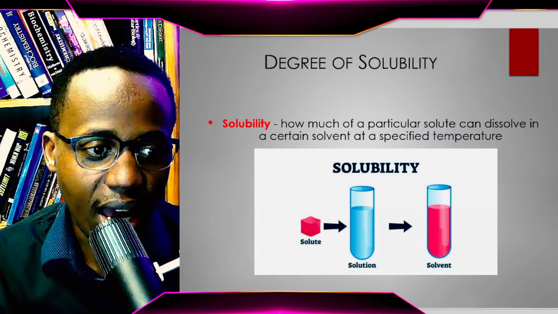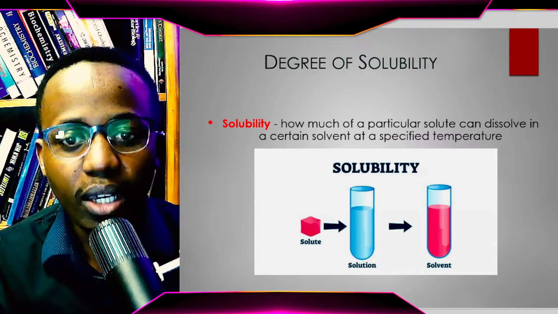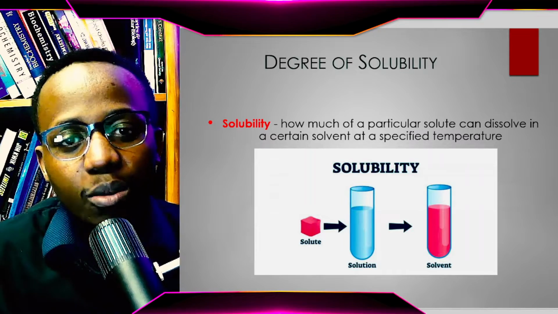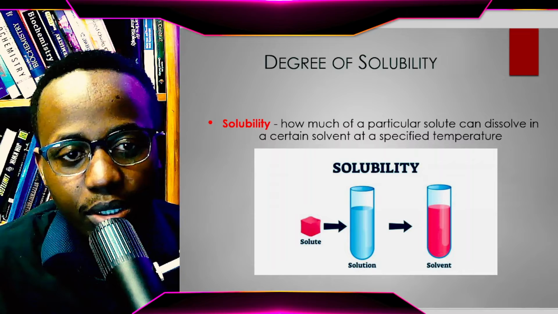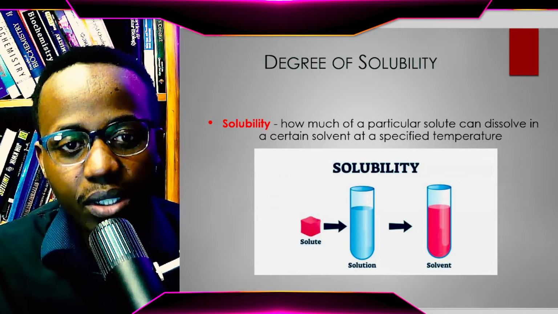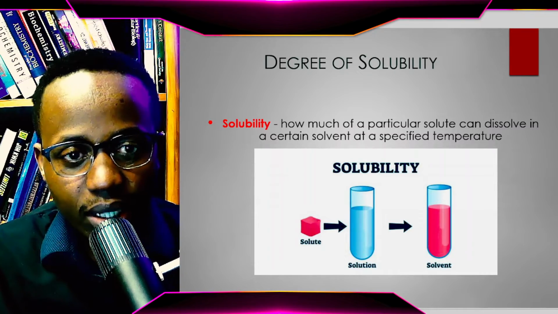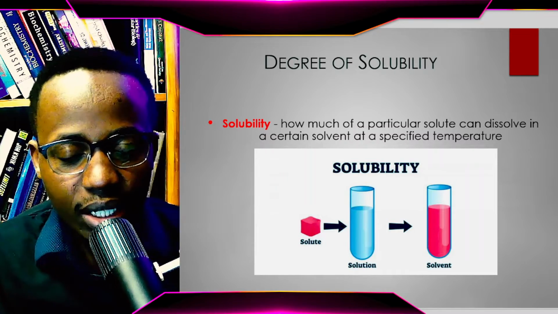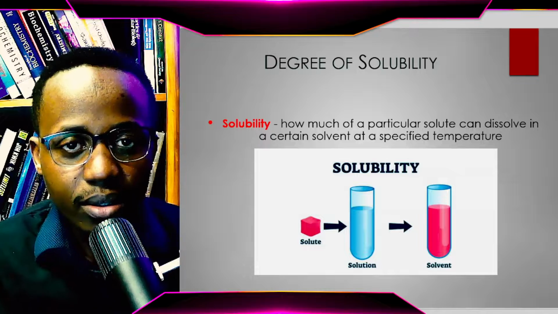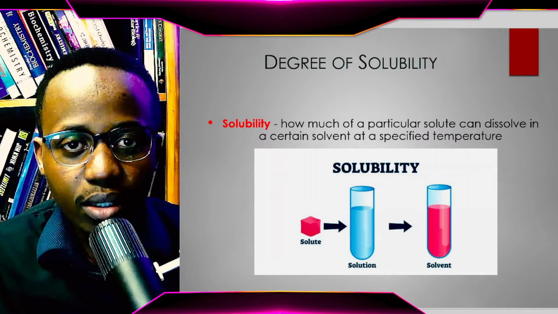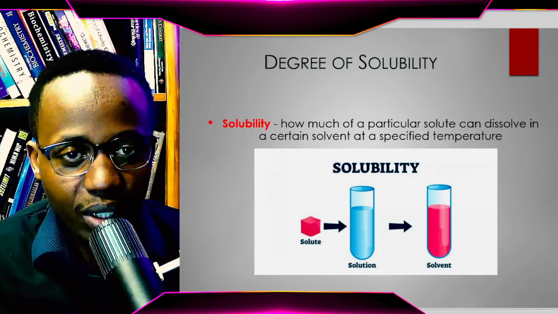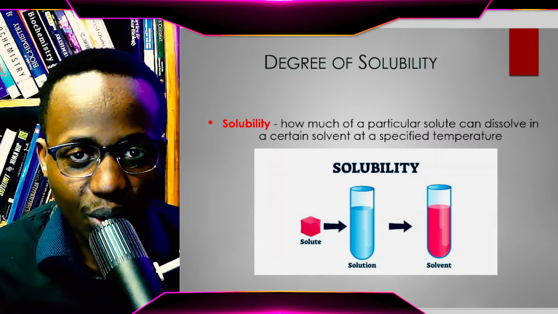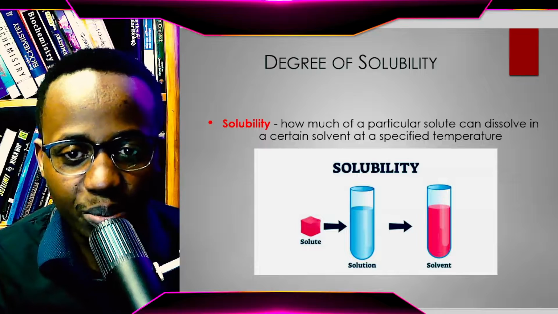So we usually have a number. Like, okay, the solubility of salt in water at room temperature is 50 grams. What it means is that, so 50 grams per milliliters or something like that. What it means is that only those grams can dissolve in that amount of volume. If you add more, it won't dissolve. That's what we mean by solubility.